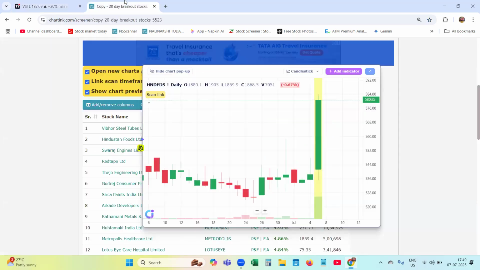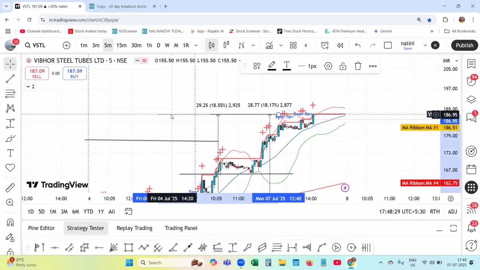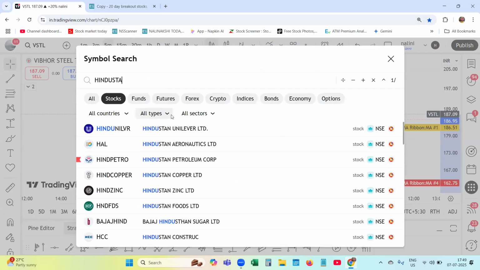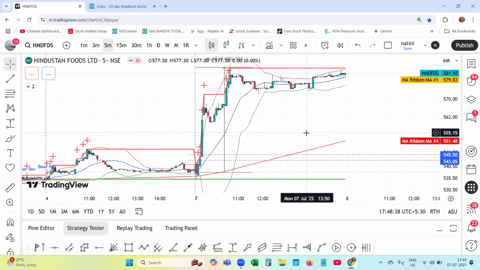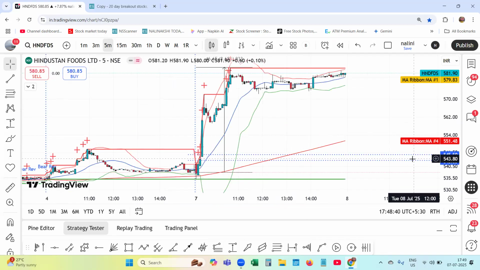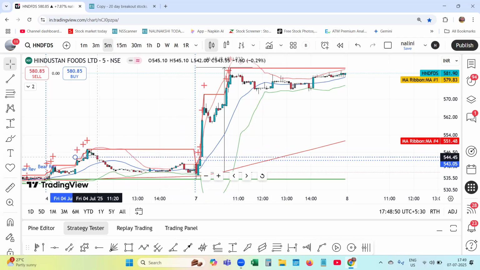Let us check another stock, Hindustan Foods. I'll apply it to see whether it is fitting into the template. That is the main thing. Hindustan Foods. Okay. Yes, it is also perfectly fitting into my template. By the time you get it in the screener, you may get around 920 or something. So your boundary is here.